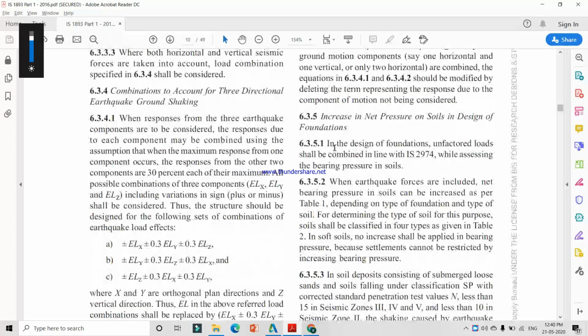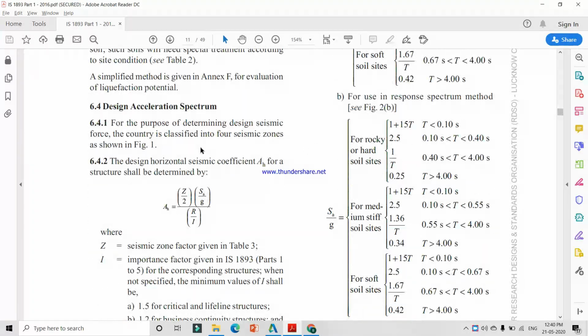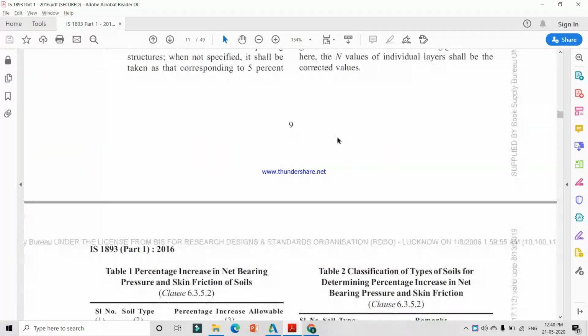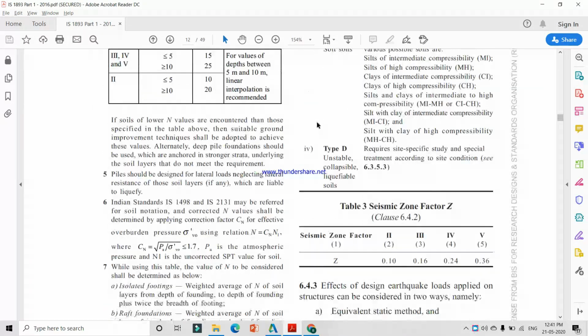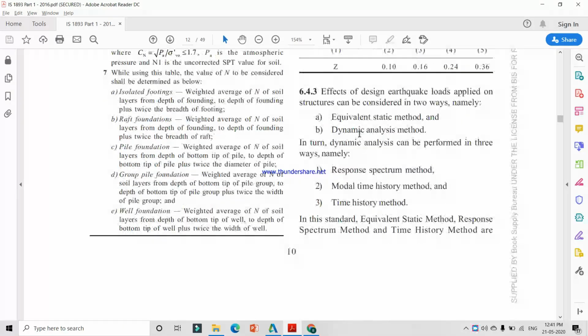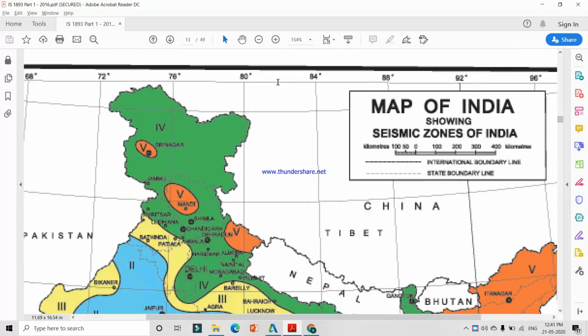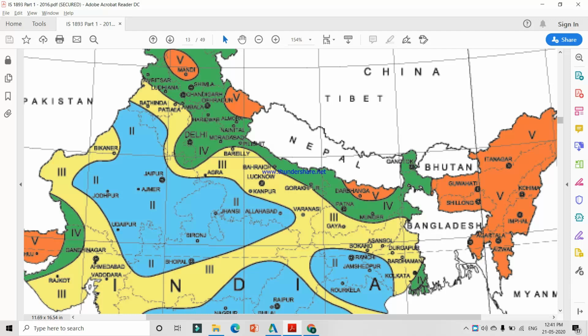Remaining steps, the design acceleration spectrum, these graphs, seismic zone factors, and all the remaining things we'll consider in the next part.